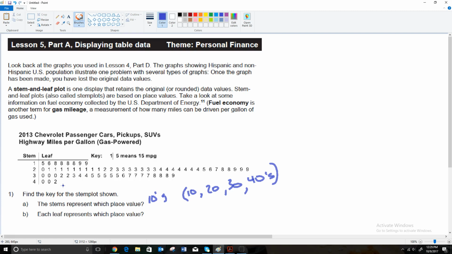Each leaf represents which place value? So these would be the ones. So 1, 5 means a 10 plus 5, a 10 plus 8. So the leaves are the ones place.